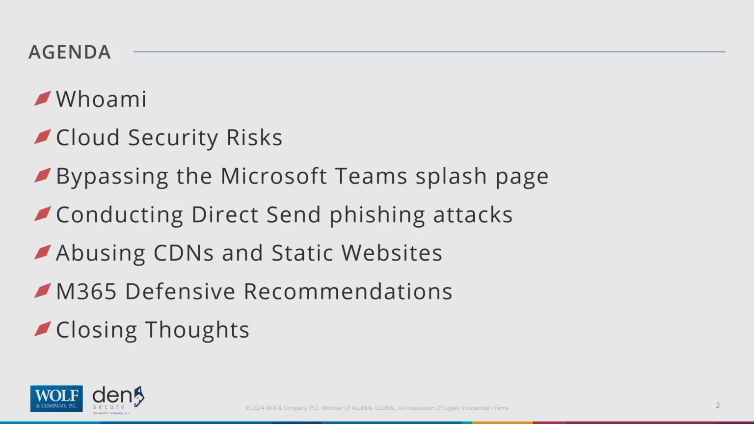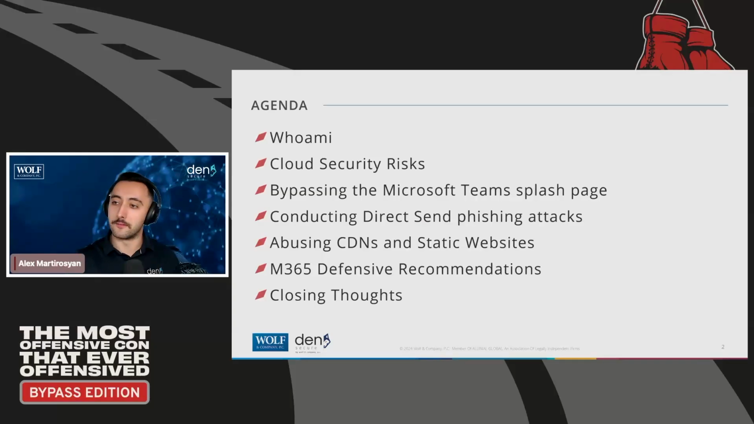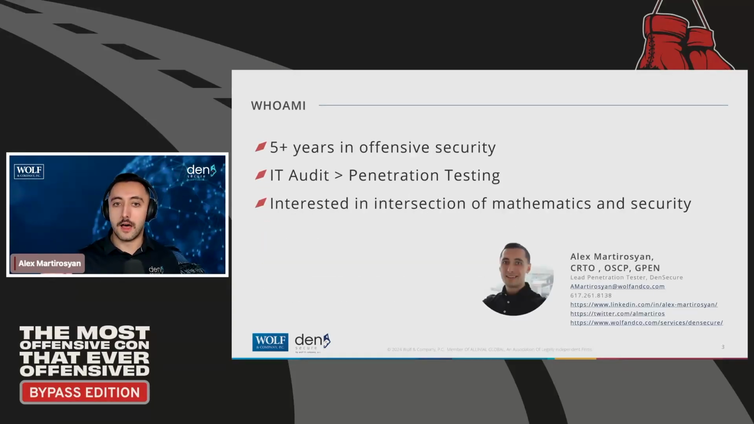So we'll be looking specifically at Microsoft Teams bypasses and how to bypass a splash page warning, which I'll get into in a moment. Then conducting phishing attacks or social engineering-based techniques using Microsoft Direct Send, and finally abusing CDNs and static websites. Throughout, I'll try my best to include some defensive recommendations on how to prevent these bypasses. I'll also close with some thoughts about what a bypass actually means. That's usually a pretty hot topic that gets people riled up in the information security community, or red teamers themselves, when we talk about bypasses or evasions.